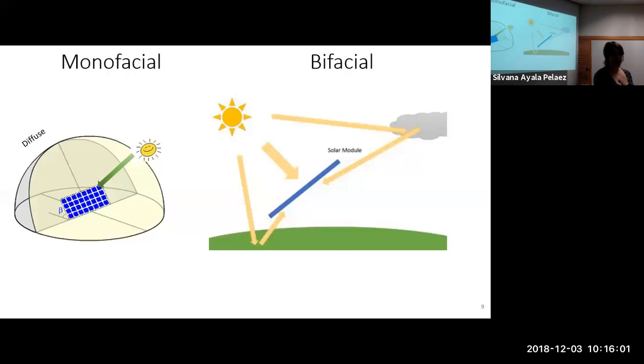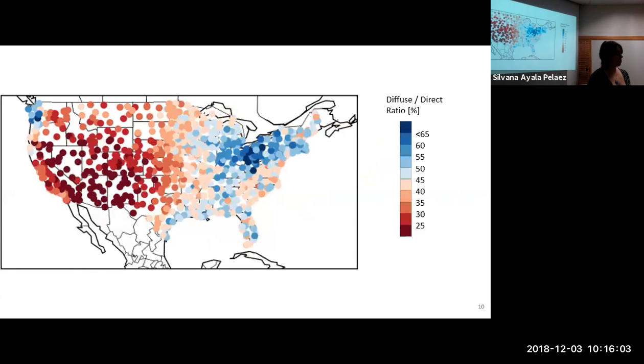And how much is that benefit? This map shows the United States and all of the weather stations that are available in the National Renewable Energy Database. It shows a comparison of the diffuse to direct ratio for all cities. So we can see there are a lot of places that have a lot of diffuse content. Those are all of those blue areas. And even in the southwest here, where we have very sunny days, there is a 20% content of diffuse that we could take advantage of if we use this technology.